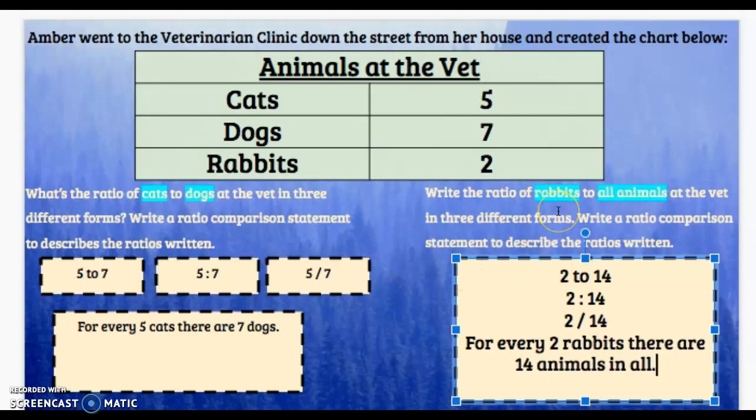Okay? Don't let it stump you when they ask for all or total or anything like that. Because you're smart and you know that means you have to find how many there are in all. So you're adding it all up. Okay?